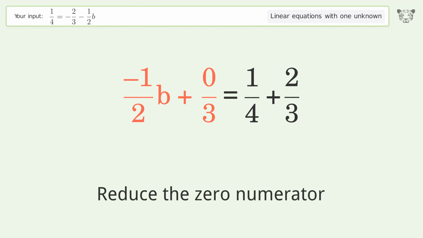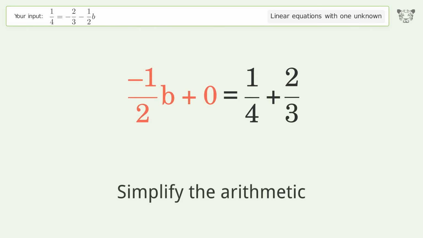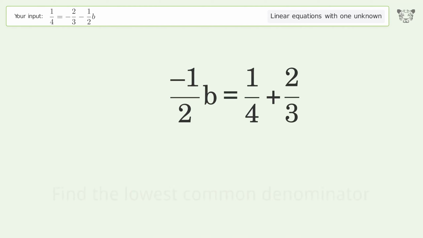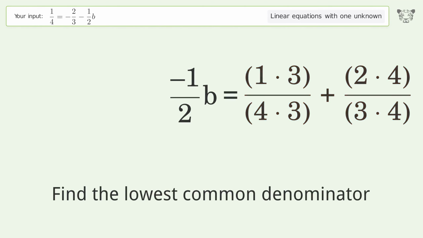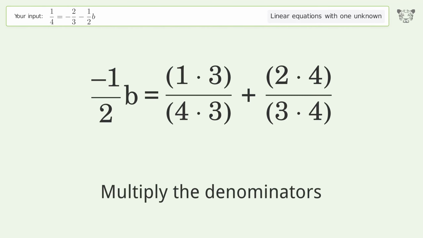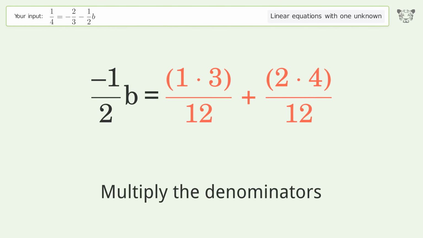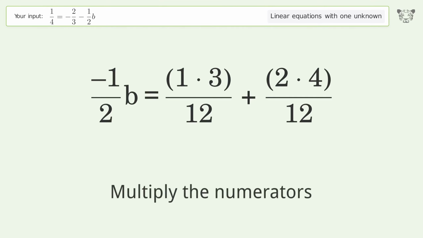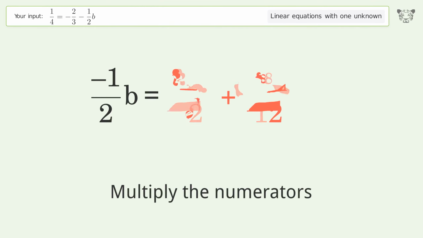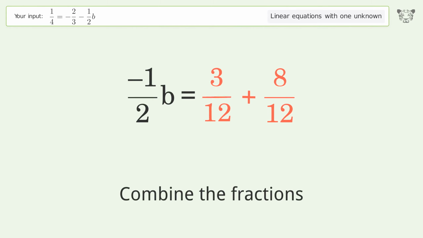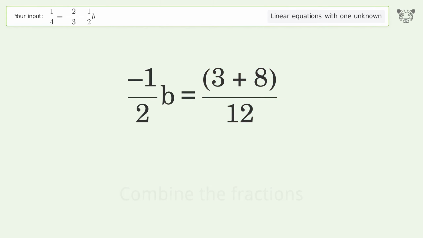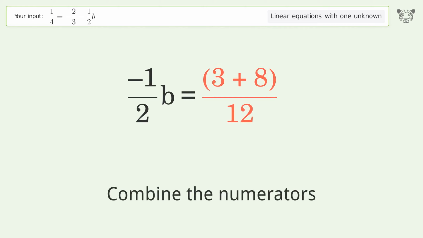Reduce the zero numerator. Simplify the arithmetic. Find the lowest common denominator. Multiply the denominators. Multiply the numerators. Combine the fractions. Combine the numerators.